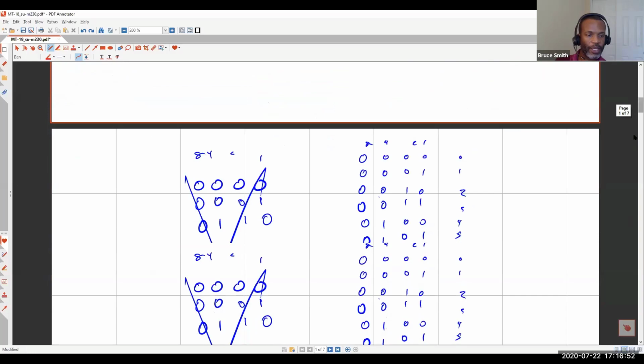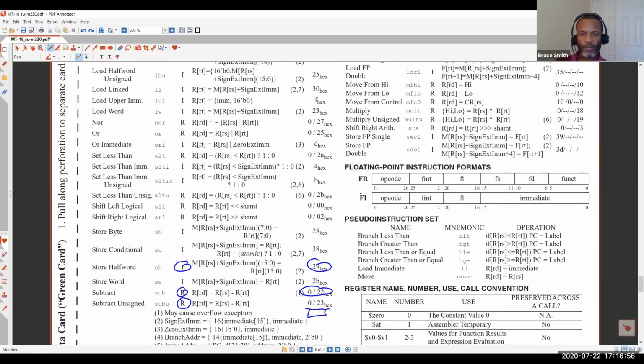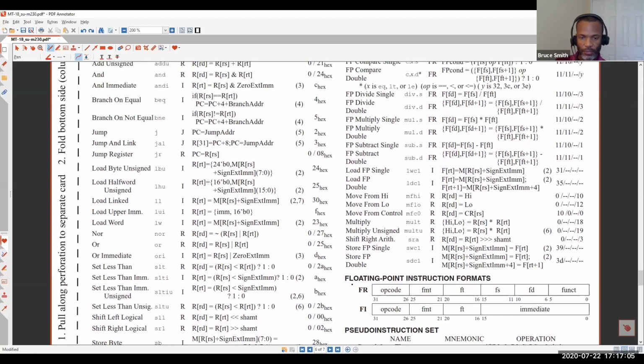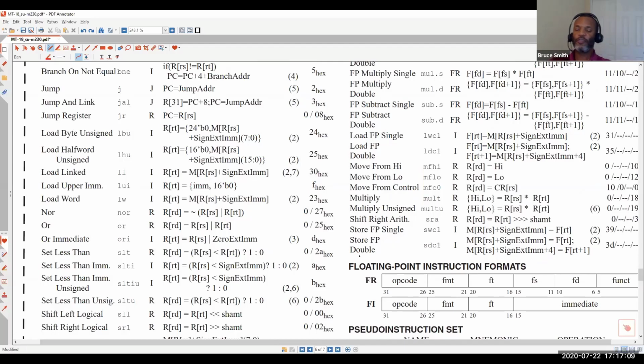I'm going to go back and use my green sheet to figure out which one of these is correct. So now we know what the instruction is. That's partly what it's asking you to do: figure out what the instruction is. Can you see which instruction we're working with?